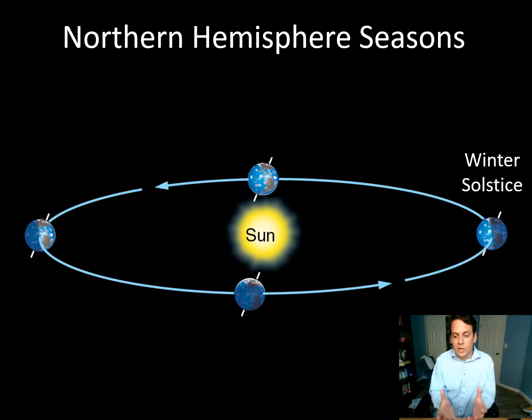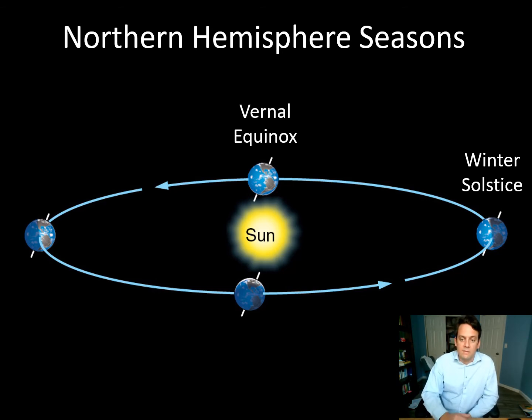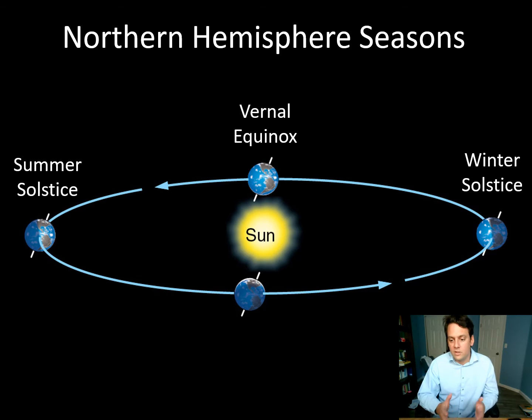So just to bring it all together again, the winter solstice is the shortest day of the year, and that's where the northern hemisphere is tilted completely away from the sun, as you see in this diagram. The vernal equinox comes next, 3 months later, when you have equal duration days and nights. You then have the summer solstice, which is the longest day of the year. It's the first day of summer. And then finally you have the autumnal equinox, where again you have equal length days and nights, and it's the first day of fall.